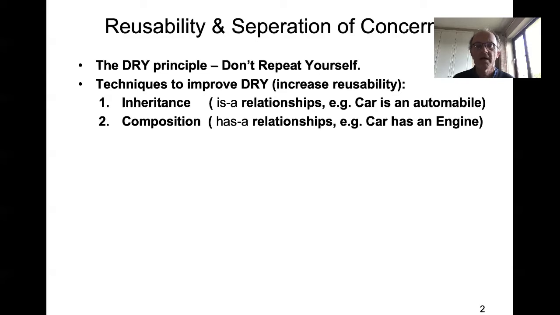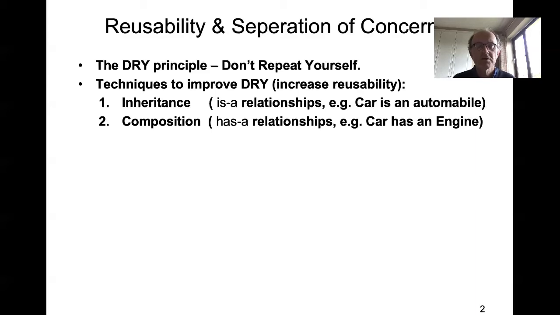When you're analyzing the problem domain that you're implementing a software solution for, you're looking for is-a type relationships between various concepts or entities within the domain. For example, an inheritance type relationship is: a car is an automobile. If we had implemented this in Java, we might have automobile as a class, and one of its subclasses would be car, and it would have other subclasses. That's the inheritance approach towards reusability, separation of concerns, dryness.